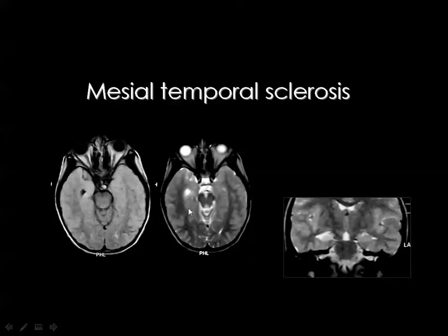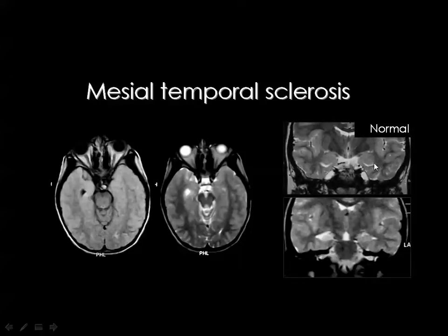Then, if you look carefully in this particular case, you see that the left temporal horn is very small, and this is the normal appearance, while the right temporal horn is distended, and that's because the hippocampus here is abnormal. And you can appreciate this if you look carefully here.